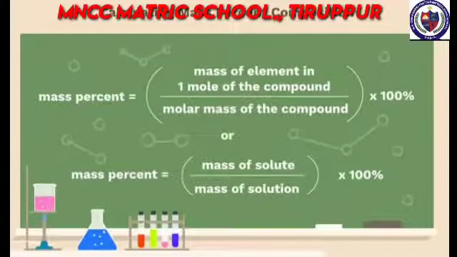Percent composition. The percentage composition of a compound represents the mass of each element present in 100 grams of the compound. Let us understand the percentage composition of oxygen and hydrogen by taking the example of H2O. It can be calculated using the formula: mass percentage of an element is equal to mass of element in 1 mole of the compound divided by molar mass of the compound, times 100. If a liquid is taken, mass percentage is equal to mass of solute divided by mass of solution, times 100%.